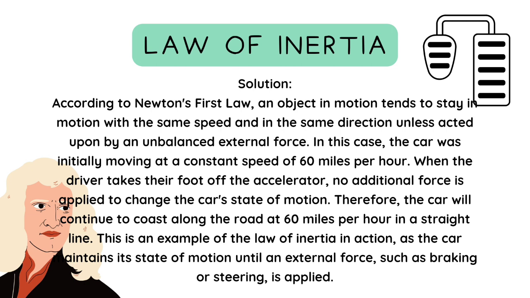So, in this case, the car was initially moving at a constant speed of 60 miles per hour. When the driver takes their foot off the accelerator, no additional force is applied to change the car's state of motion. Therefore, the car will continue to coast along the road at 60 miles per hour in a straight line. This is an example of the law of inertia in action, as the car maintains its state of motion until an external force, such as braking or steering, is applied.